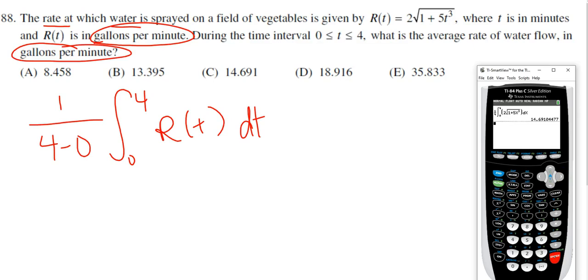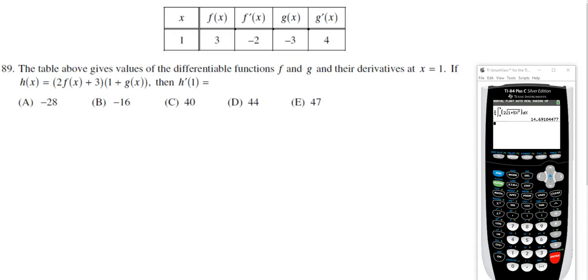And I am getting 14.691, so C. 89, the table above gives the values of the differentiable functions f and g and their derivatives at x equals 1.